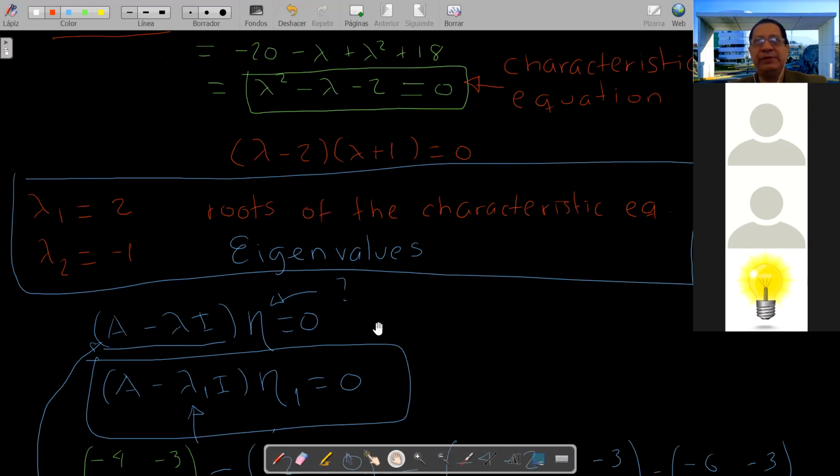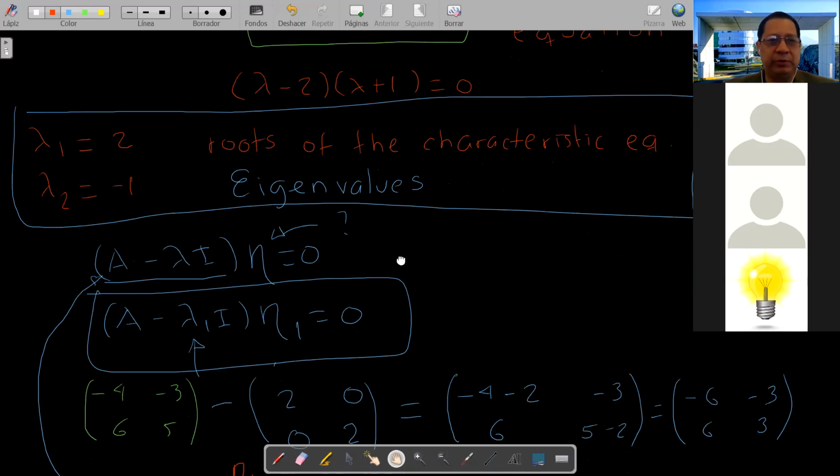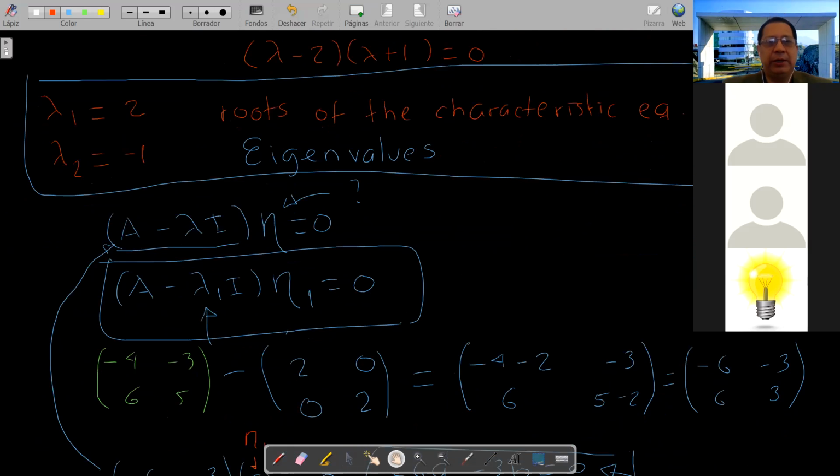The eigenvalues and the eigenvectors are studied in the linear algebra course. So here we're just taking an overview of such concepts, and moreover, we're just going to use the concepts of eigenvalues and eigenvectors to get the solution to our system of equations.